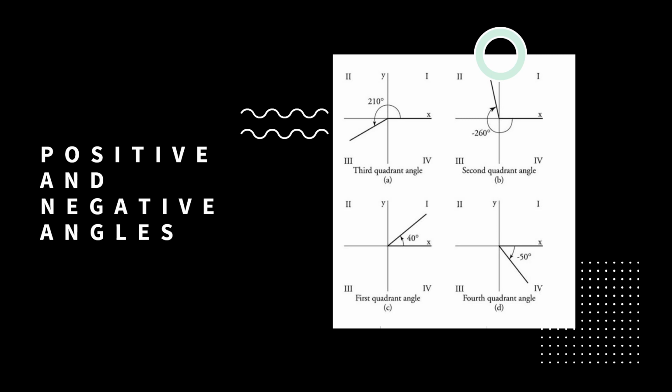In this picture, the first picture at 210 degrees, we are measuring it in an anti-clockwise direction. The second picture shows minus 260 degrees because we are measuring the angle in a clockwise direction. Picture 3, we are measuring it in an anti-clockwise direction, 40 degrees. In the last picture, we are measuring 50 degrees in a clockwise direction, and so it is minus 50.